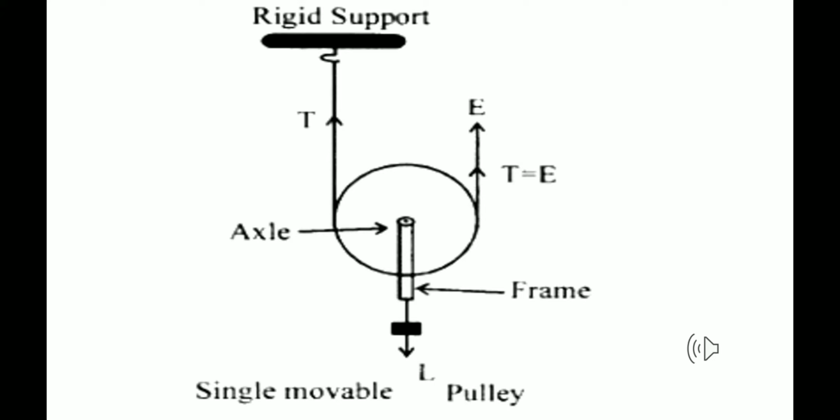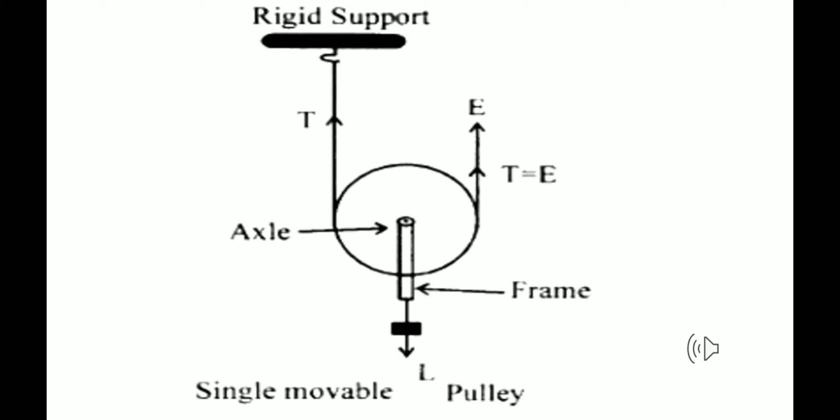So now we have a single movable pulley. We have one pulley and that can move. So the pulley can move up and down, as only the rope is supported by a rigid support, and the pulley can move.